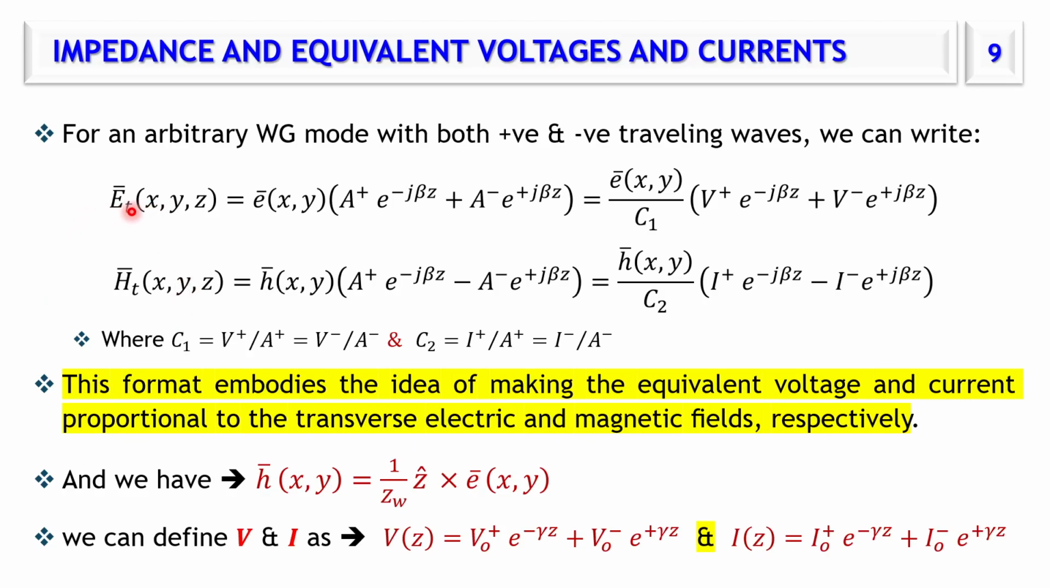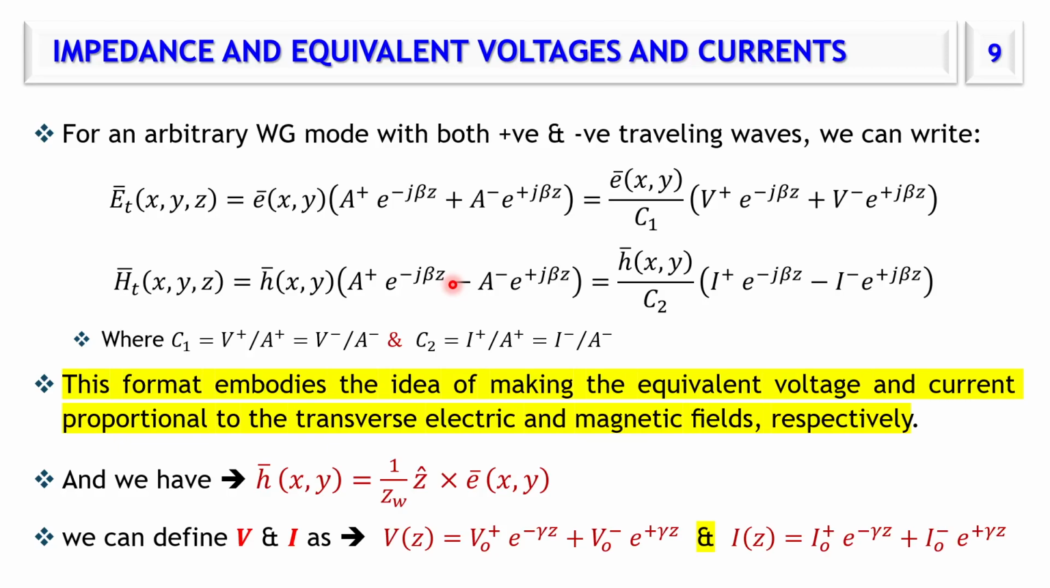The transverse electric field in general has this expression, and if we apply the rule, we would have the voltage proportional to the transverse electric field. So we have this definition. We can relate voltage and electric field in the transverse plane with this constant. Similar thing for the magnetic field. In general, it has this expression. The negative sign here is just to fulfill the relationship of the power flow.